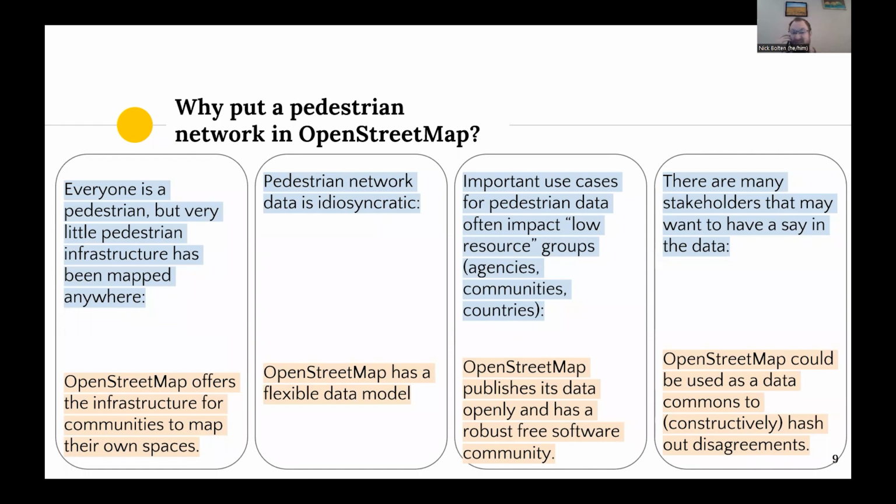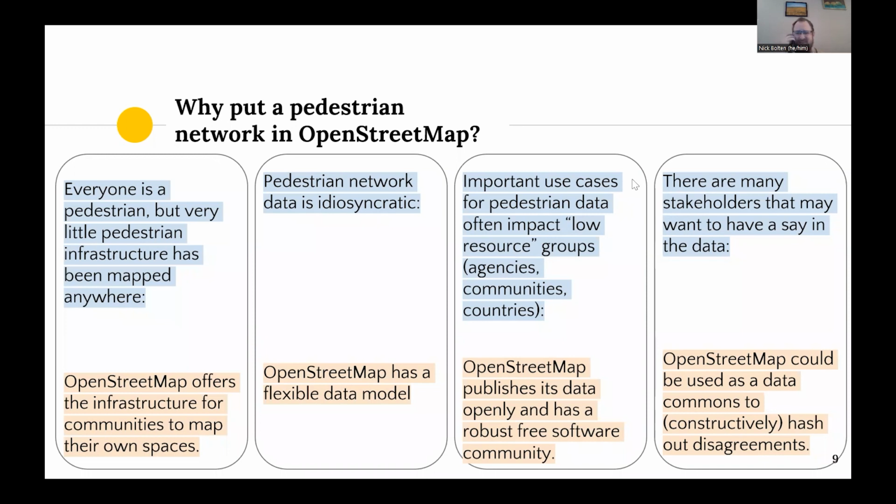There are important use cases for pedestrian data that often impact what I would call low-resource groups. This might be underfunded agencies, communities that are underserved, or developing countries that might not have the resources needed to do large-scale data collection and maintenance efforts. But OpenStreetMap publishes its data openly and has a robust free software community. This is something that can give an advantage to these low-resource groups.